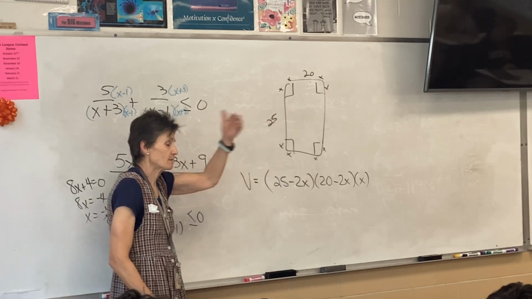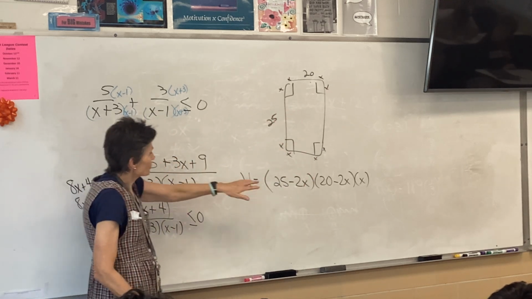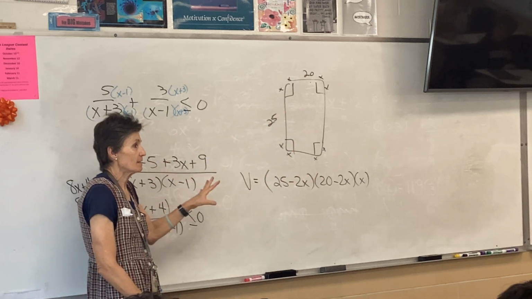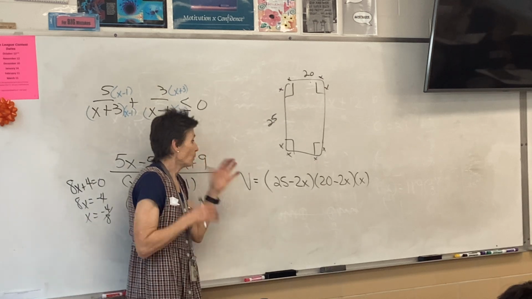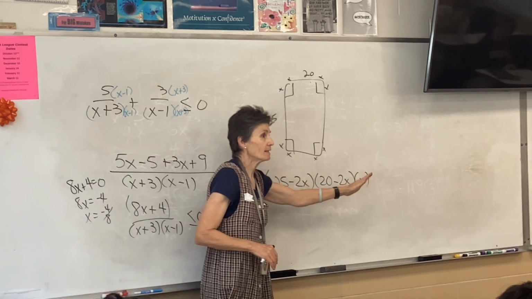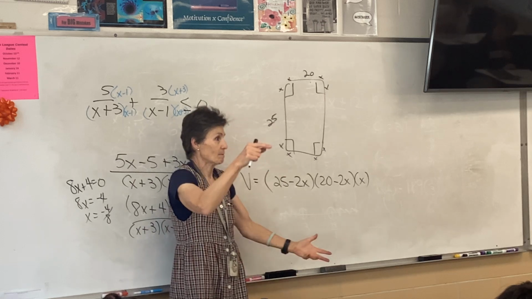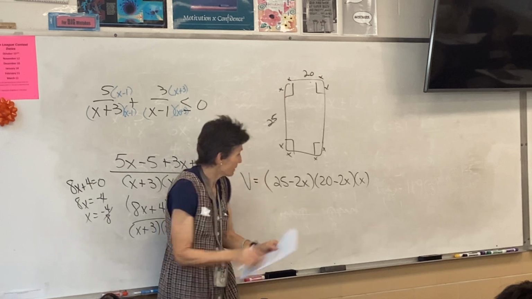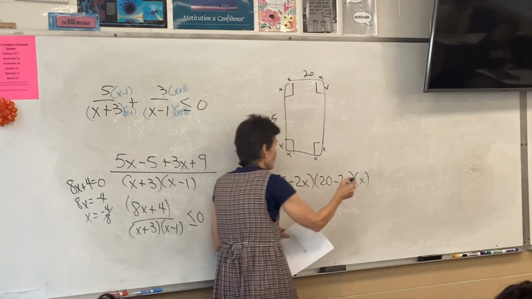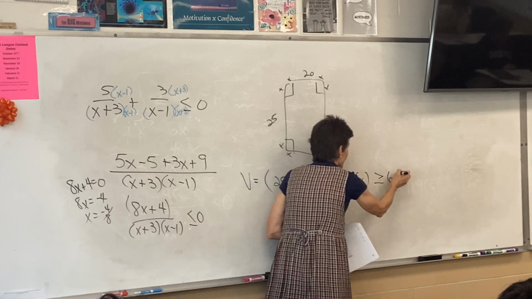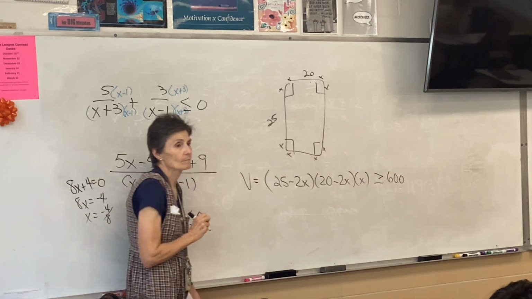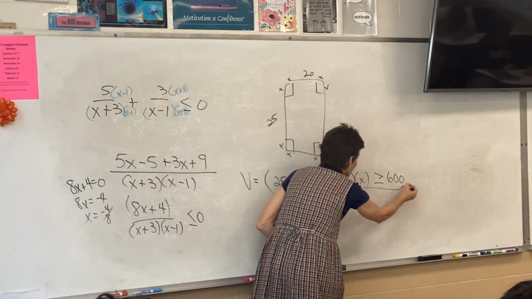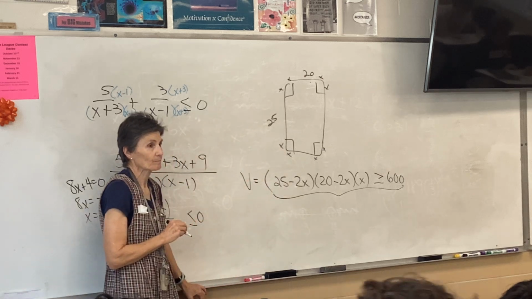Alright, do we remember doing box problems? We just did one not a few days ago, it seems like. So 25 minus 2x, 20 minus 2x, times x. That's it. Now when we did these before, we used our calculator, we typed that in, and we looked for the maximum, because that's what we were trying to do. We were trying to maximize the volume. This time we're saying we want this to be at least 600. So we are going to solve that on our calculator.